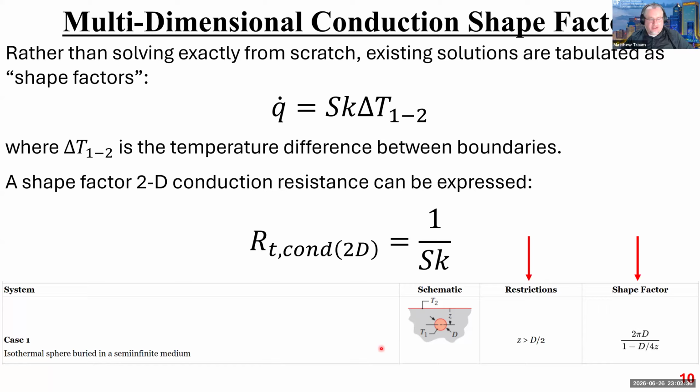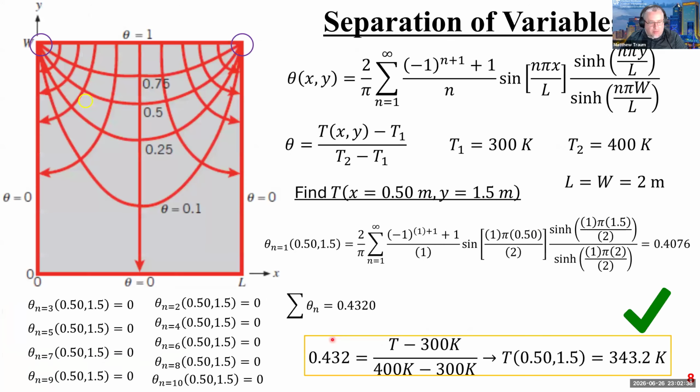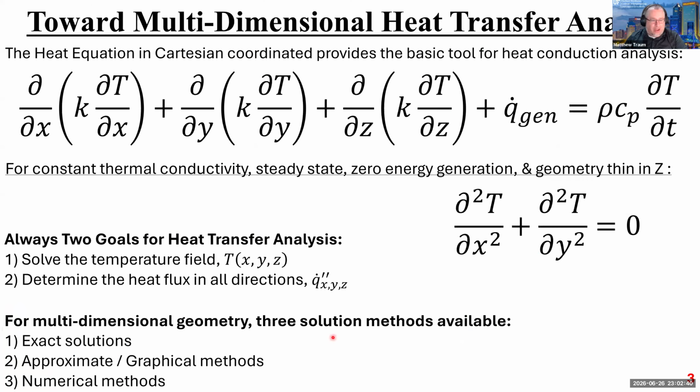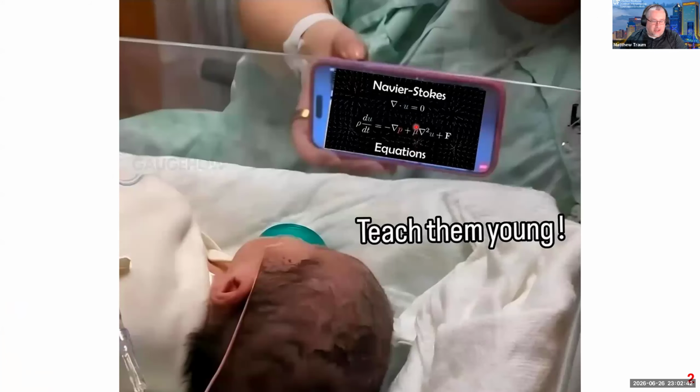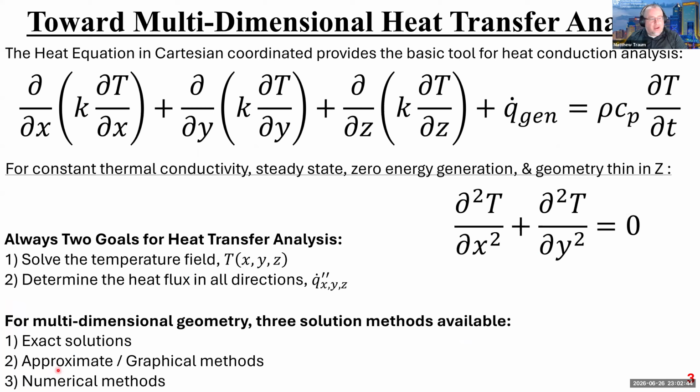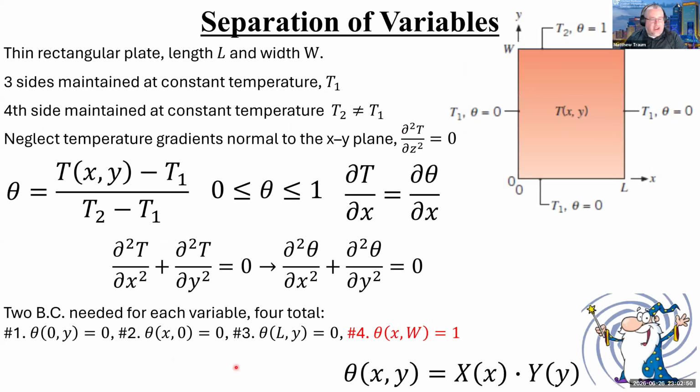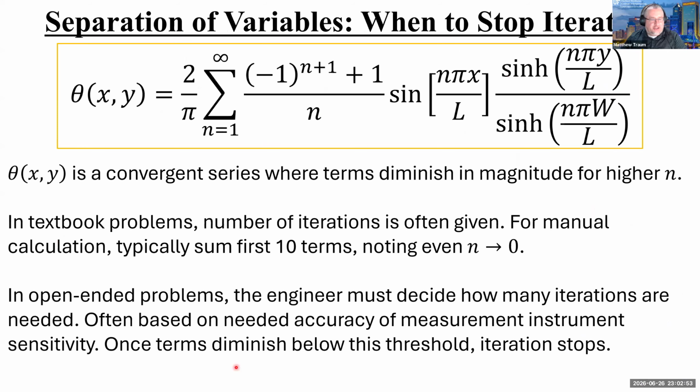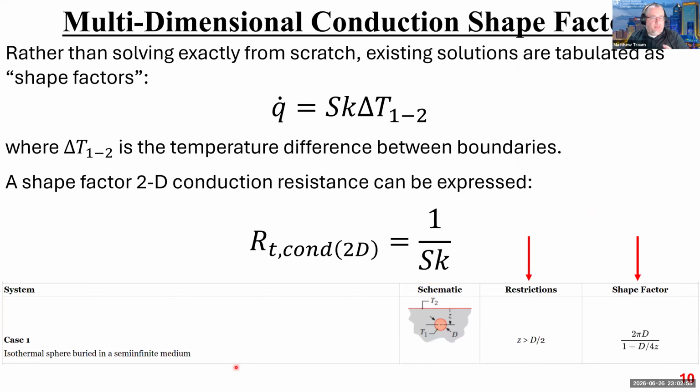Okay, so now we're going to transition, right? Let's go all the way back, all the way back. Teach them while they're young. Okay, so we're going to go into approximate and graphical methods now. There's a transitional type of solution, which is called a shape factor, which we'll talk about now as we transition.